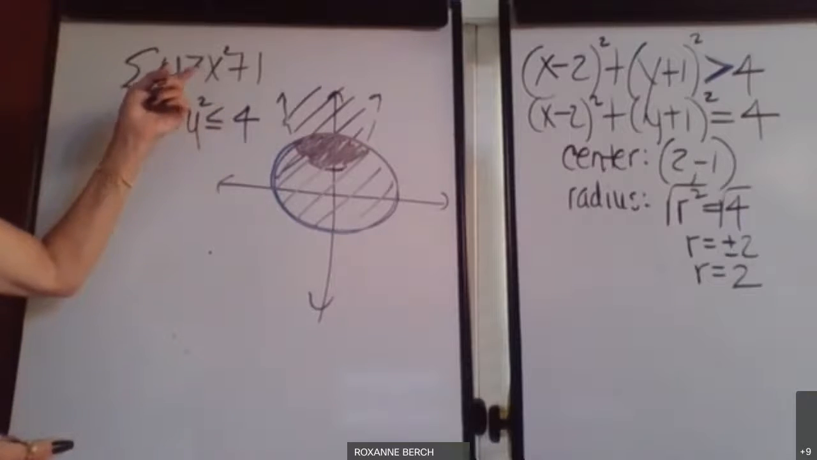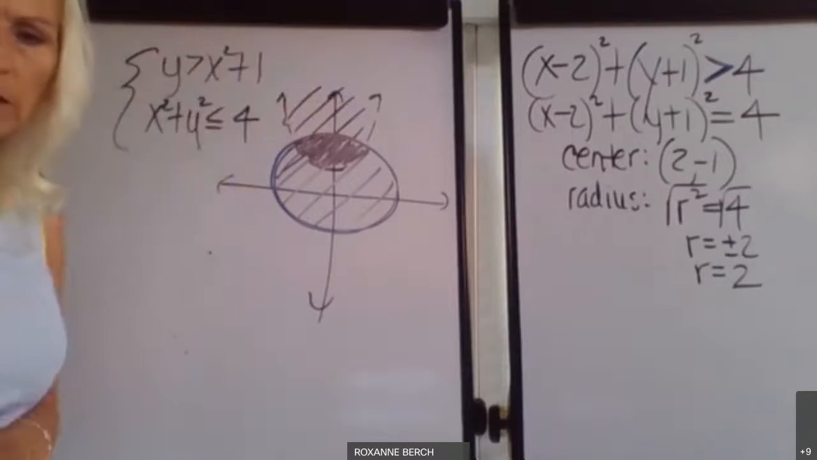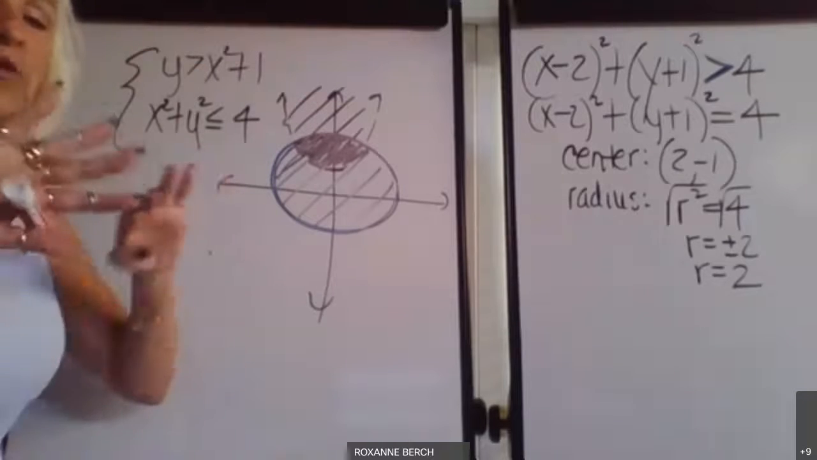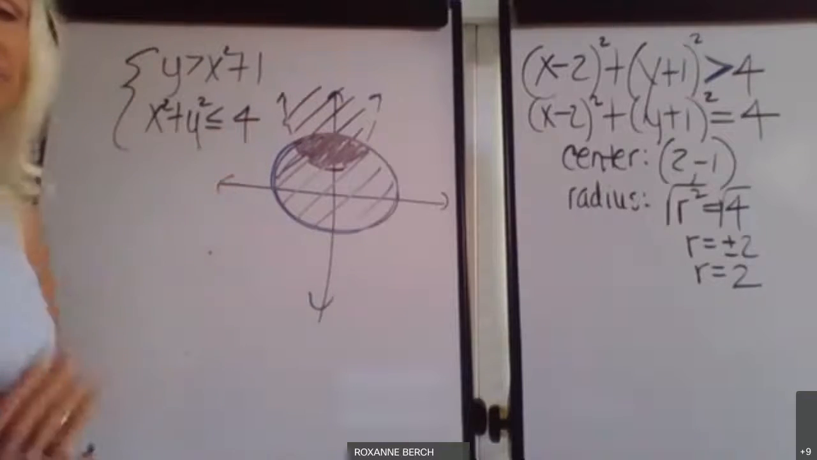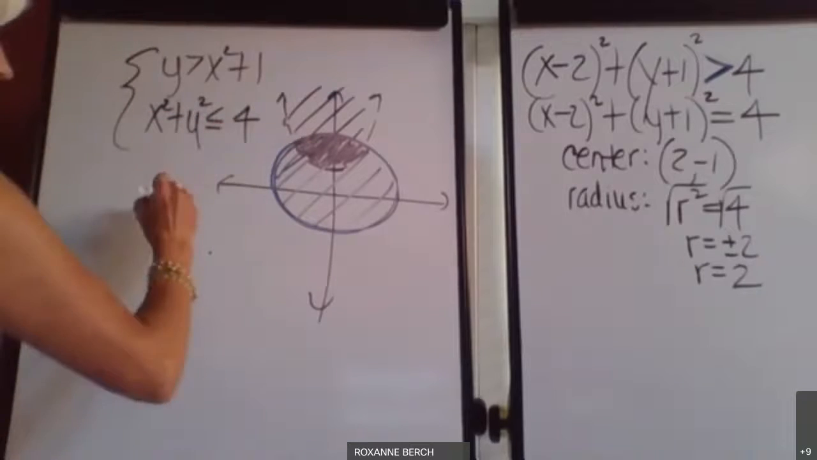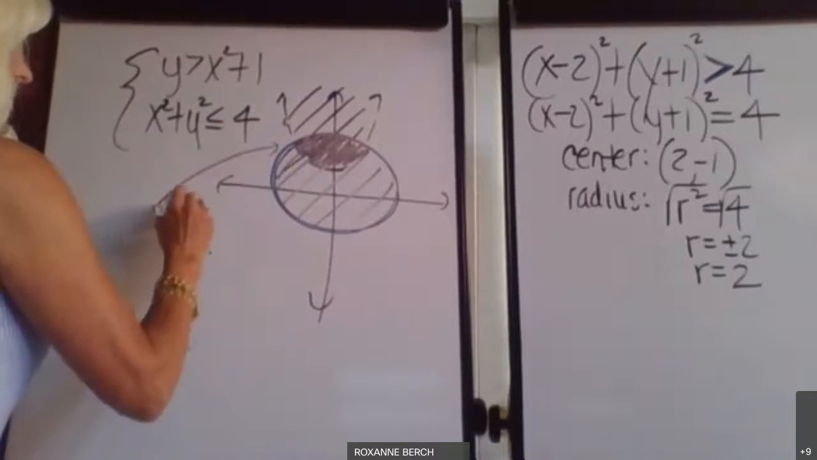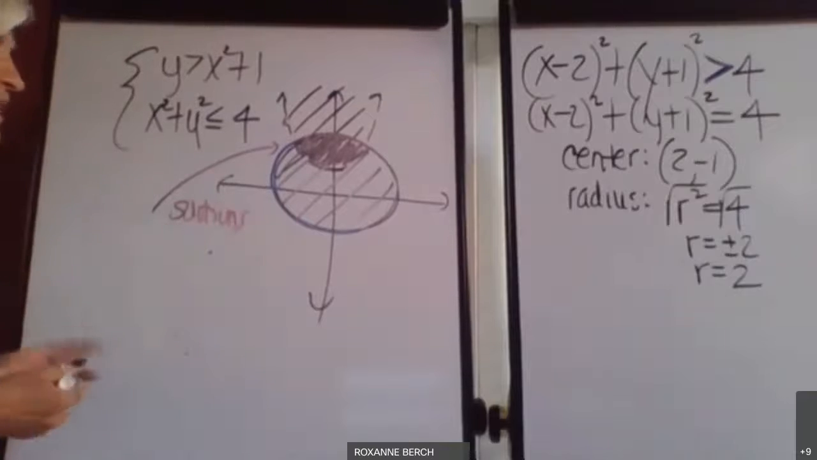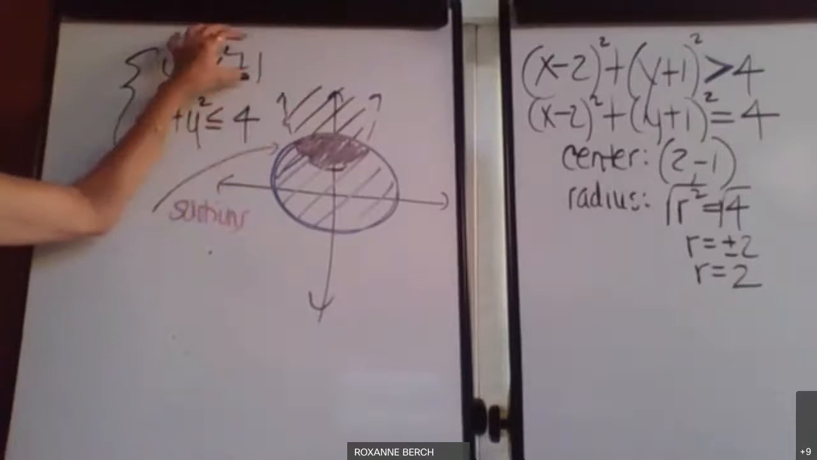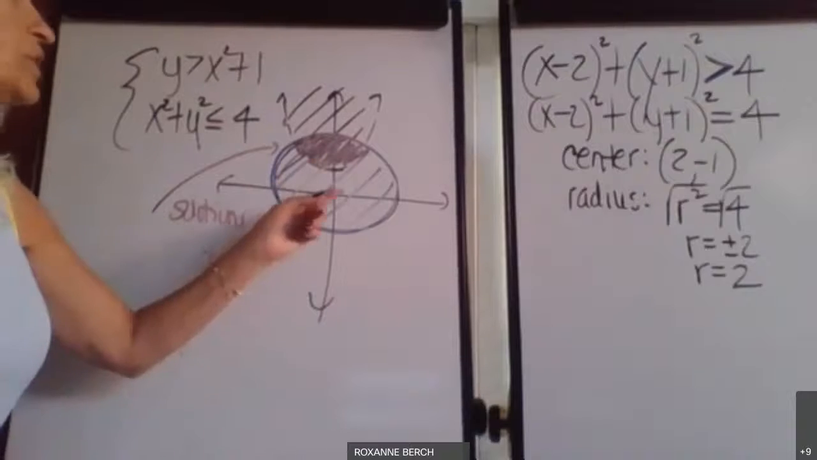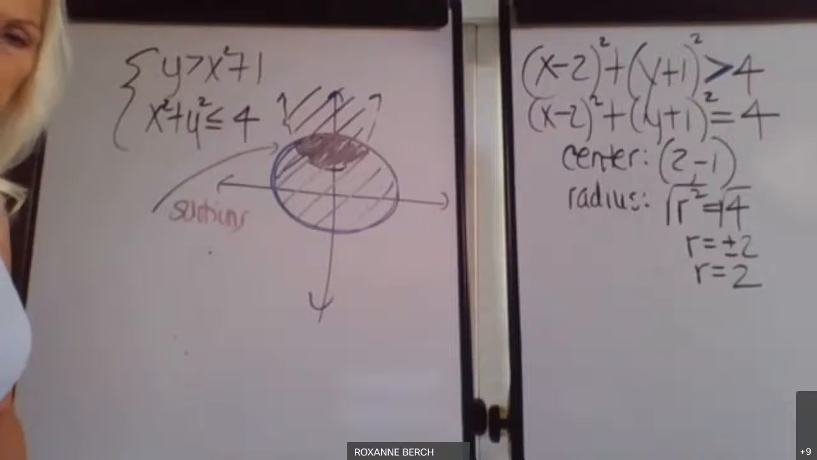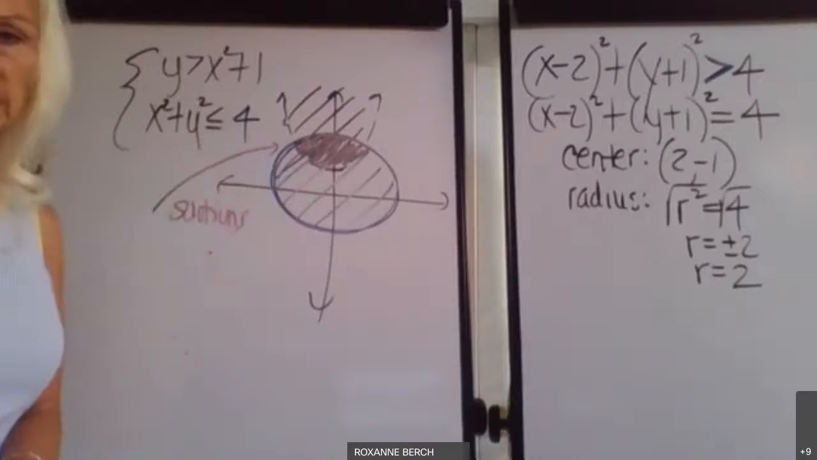So not only do you have to graph the quadratic inequality, you have to graph the circle inequality, and you have to see where the two graphs are intersecting, because those are the solutions. So like I said, it's not where it's black. The black is what makes this true. The blue is what makes this true. You have to see black and blue is where they make both true.